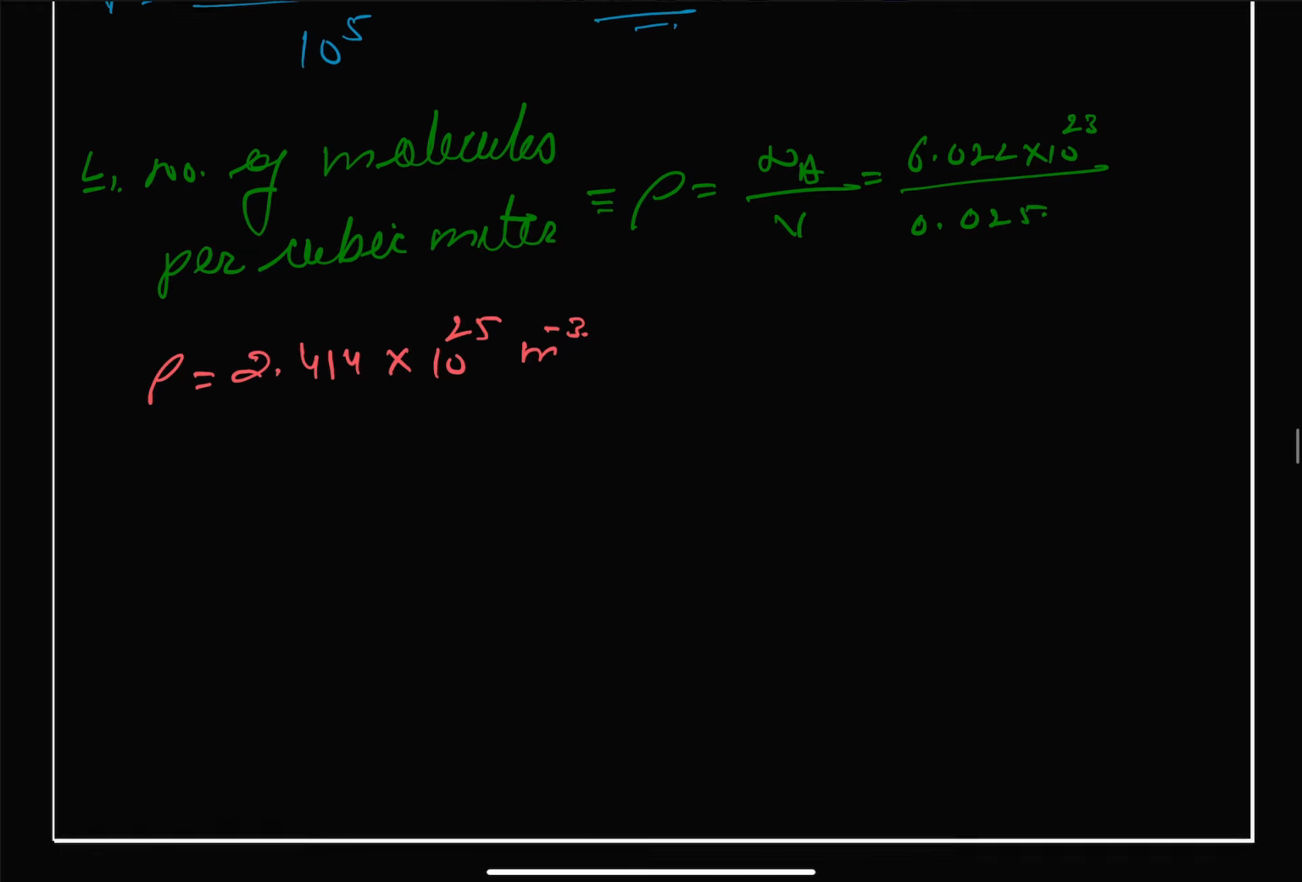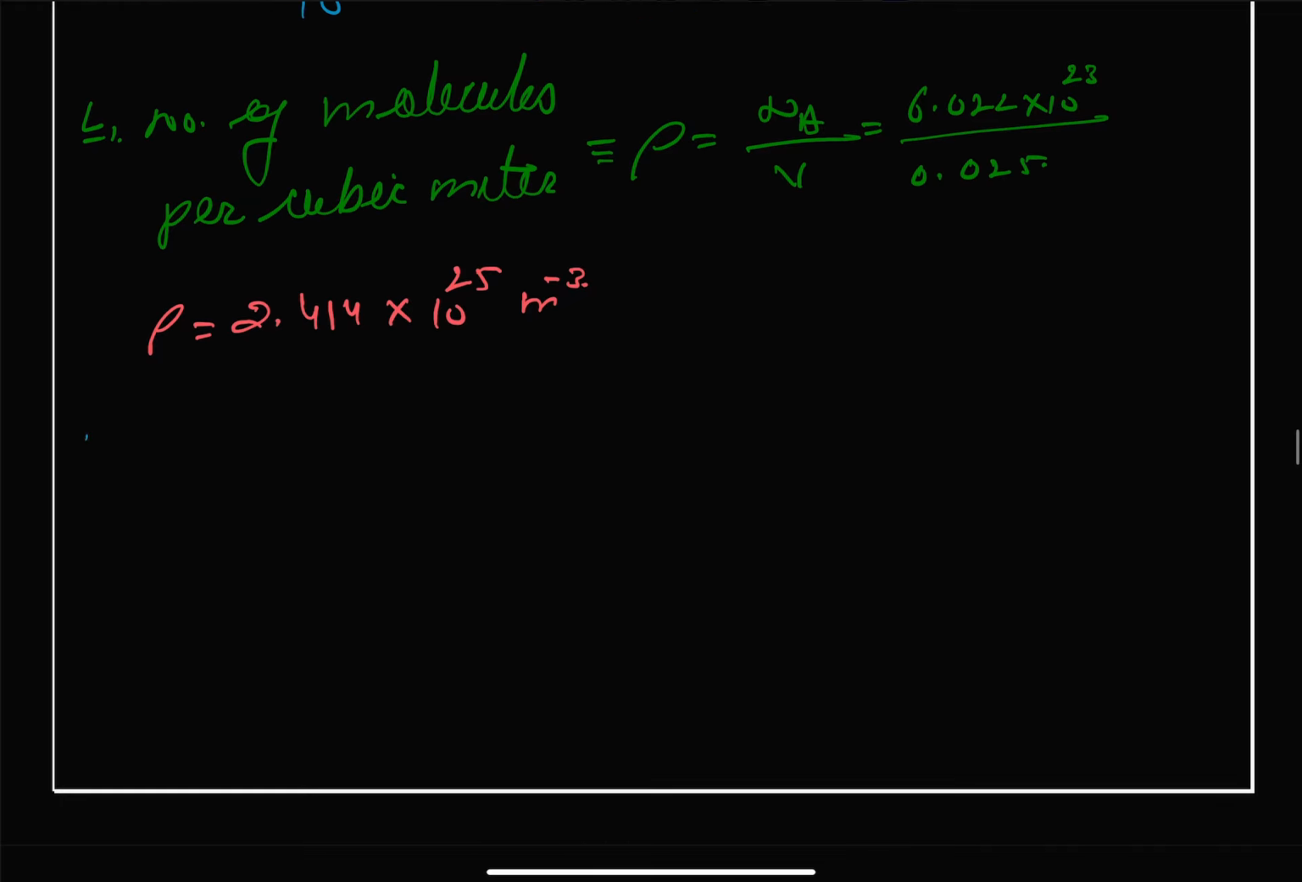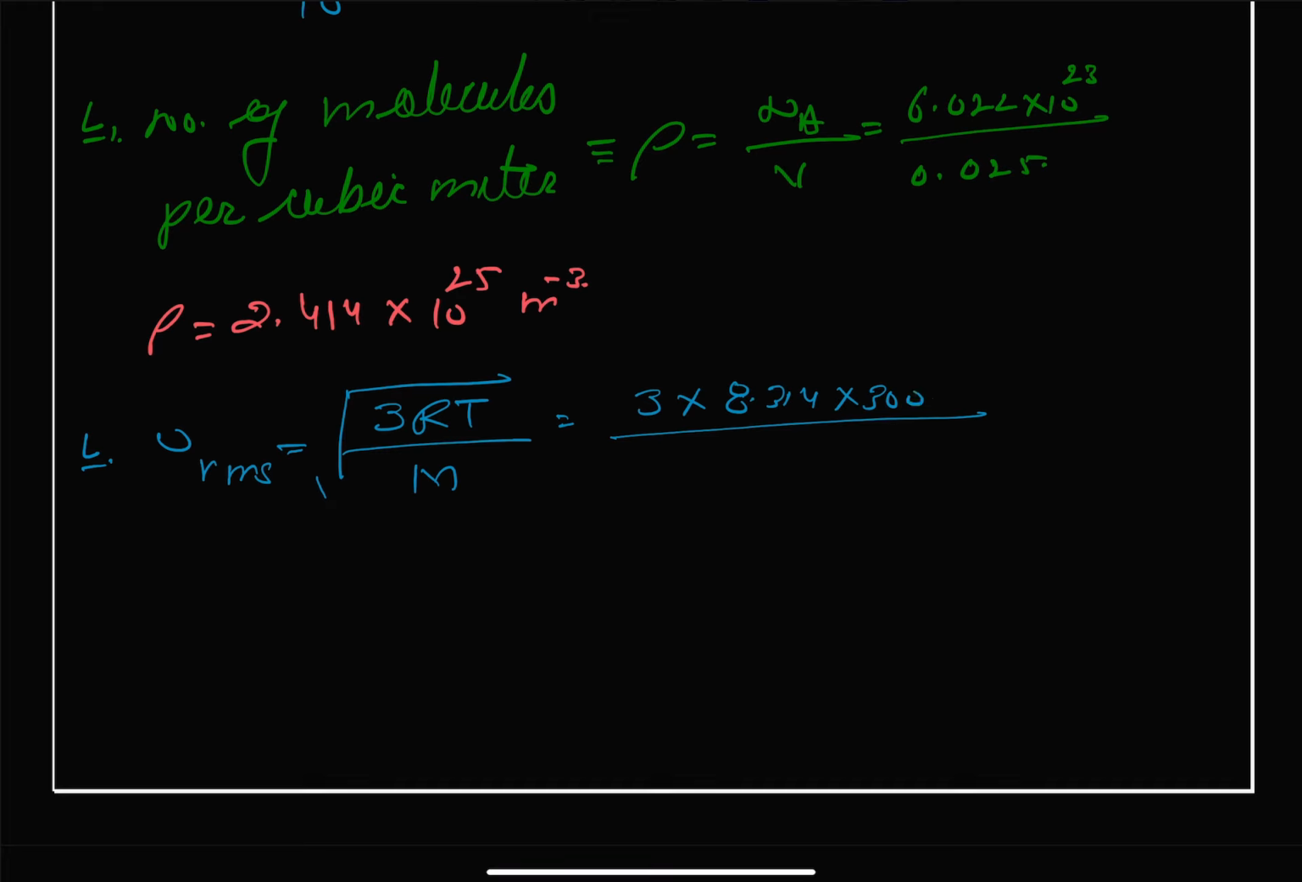Now from here we can easily find out our VRMS. So we can say root mean square velocity, that is our VRMS, will be equal to square root of 3RT divided by M. We already know the values. This comes as 3 times 8.314 into 300, divided by 0.032, square root. This comes as 483.56 meter per second.